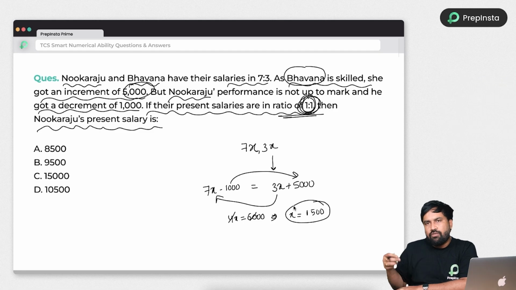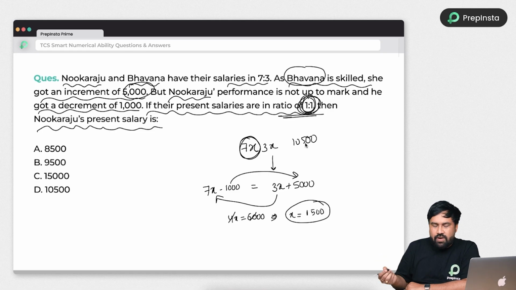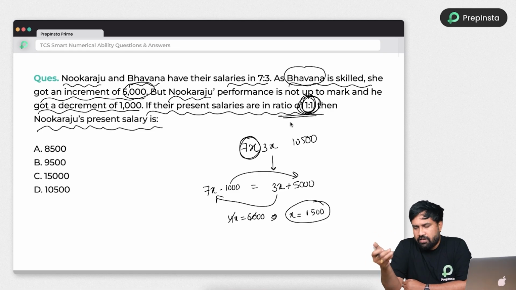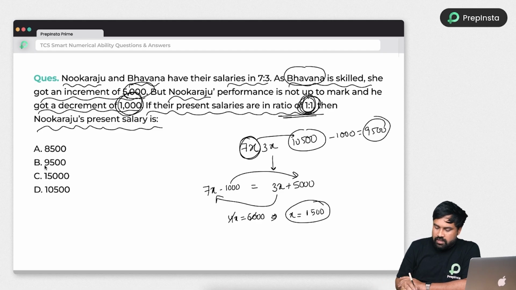So the x value is 1,500, which means Nokaraju's salary is 7x. So 7 times 15 is 7 times 10 is 70, 7 times 5 is 35, so 105. So 10,500 is the previous salary. Why? Because it is the original 7x salary. Now he got reduced by 1,000 rupees, so minus 1,000 rupees, which is equal to 9,500. So the answer is 9,500. Option B is correct.